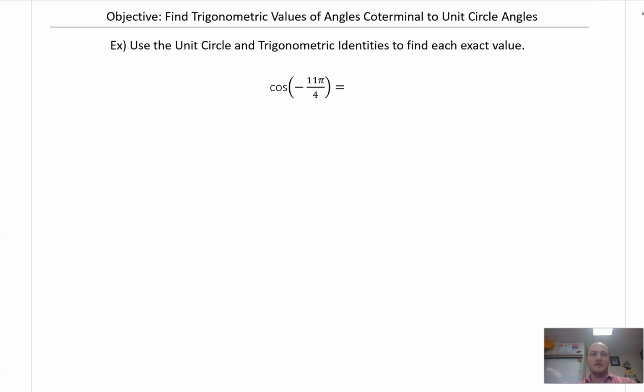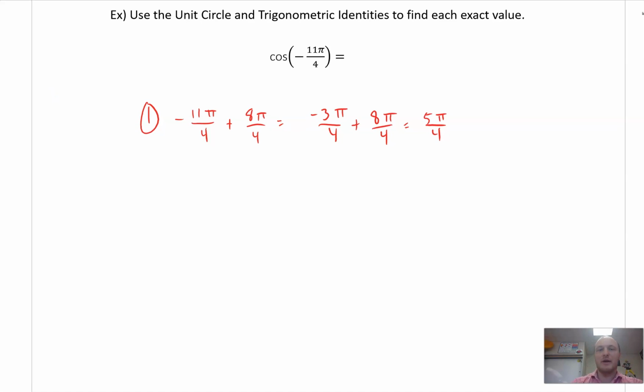I have cosine of negative 11 pi over 4. So what I'm going to do is add 8 pi over 4, that's essentially 2 pi, and that gives me negative 3 pi over 4. I'm still not in the first revolution, so I'm going to add another 2 pi, which is 8 pi over 4, and I get 5 pi over 4. So I know that that is a coterminal angle, and I will ask myself in step 2, where does this terminate?